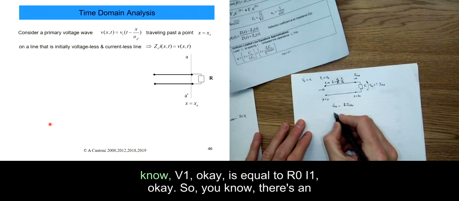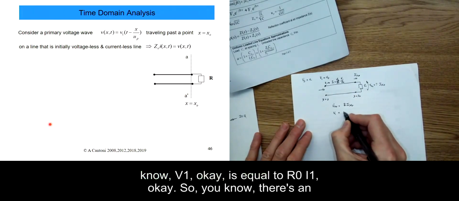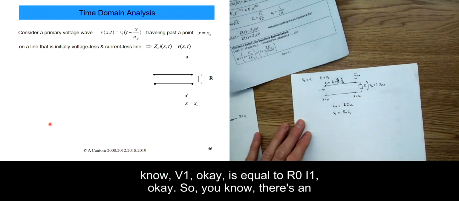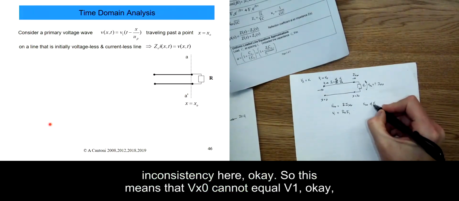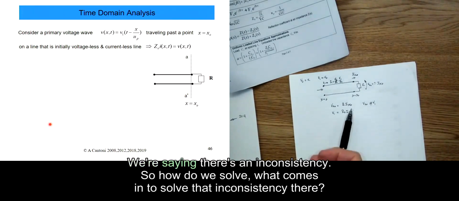But for the wave coming down, V1 is equal to R0 I1. So there's an inconsistency here. This means that Vx0 cannot equal V1. So how do we solve this inconsistency?